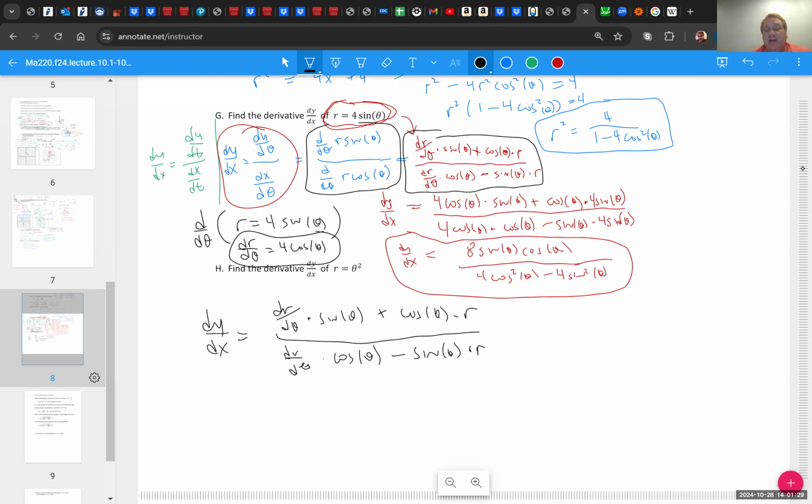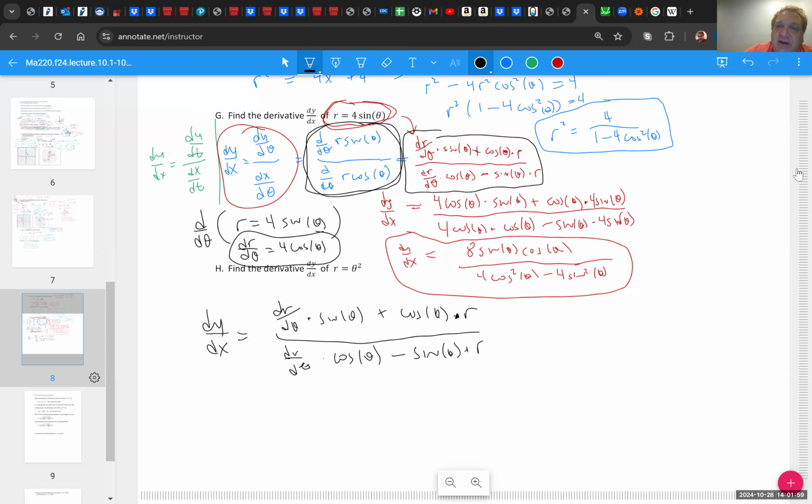Now, this formula seems completely bizarre. If you just memorize this formula and you don't remember where it comes from, it's going to be like, what? Why is that the formula for dy dx? It just seems to be out of nowhere. But it's not out of nowhere. It's just literally the derivative of r sine theta over the derivative of r cosine theta using the product rule, right? So that's all it is. It's just the product rule of y equals r sine theta on the top and x equals r cosine theta on the bottom.